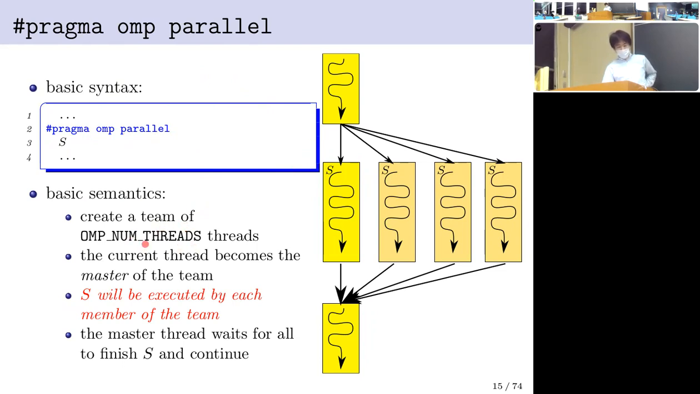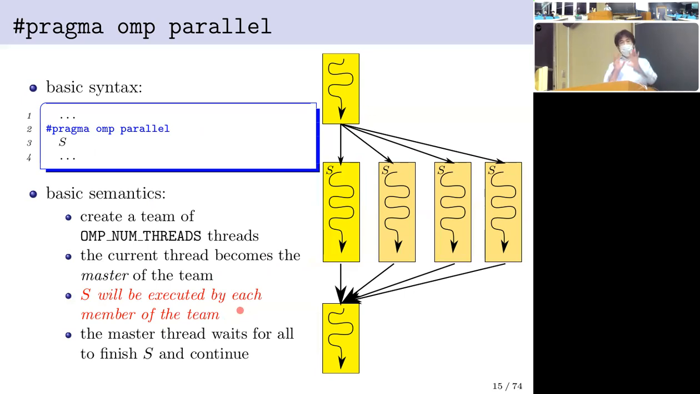some number of threads specified by the environment variable OMP_NUM_THREADS, which I talked about last week. Let's say OMP_NUM_THREADS happens to be 4. Then what happens looks like this. Whoever encounters this omp parallel S creates the team of threads, a team of 4 threads. The thread which encounters this omp parallel becomes what is called the master of this team. And somewhat more important, this S will be executed by each member of the team.